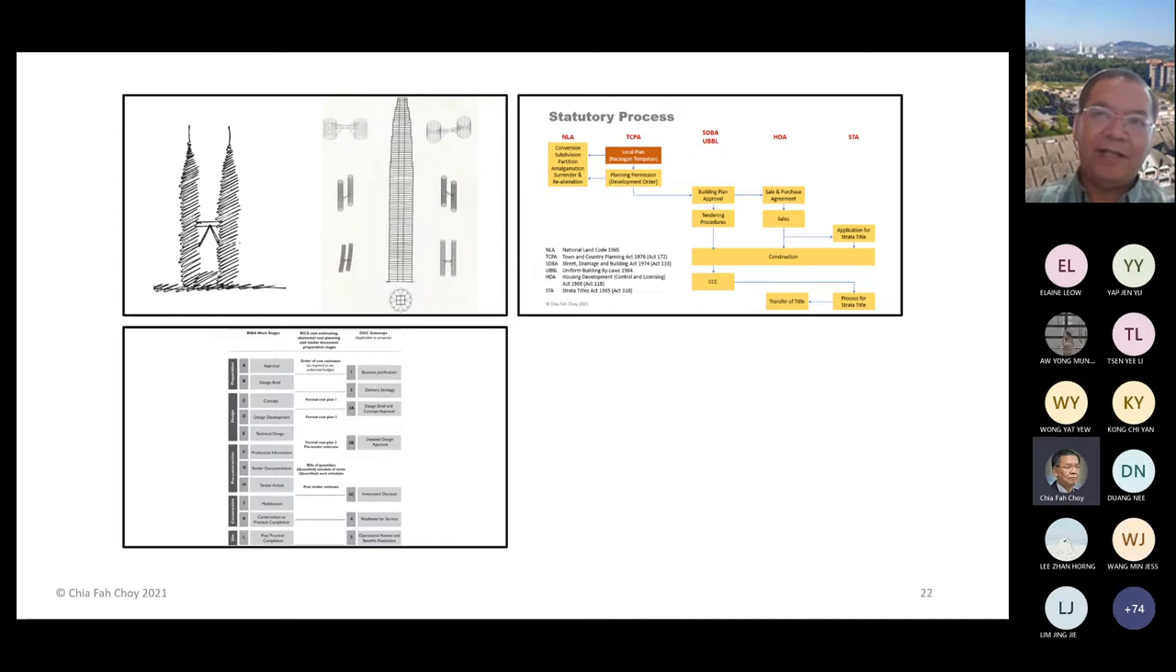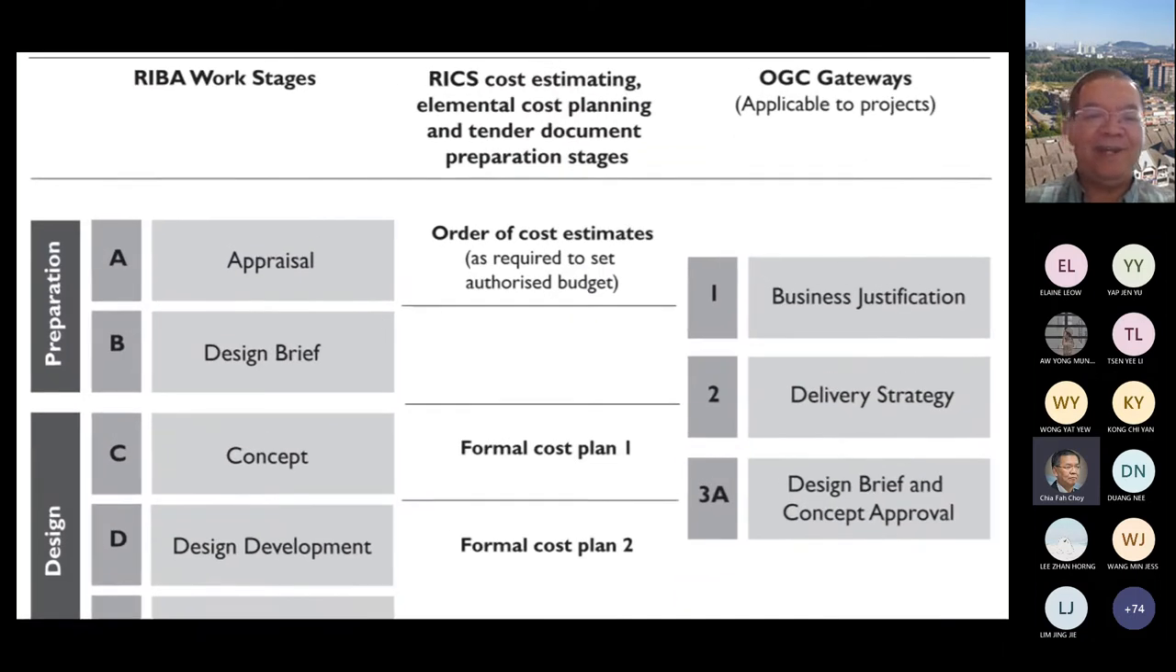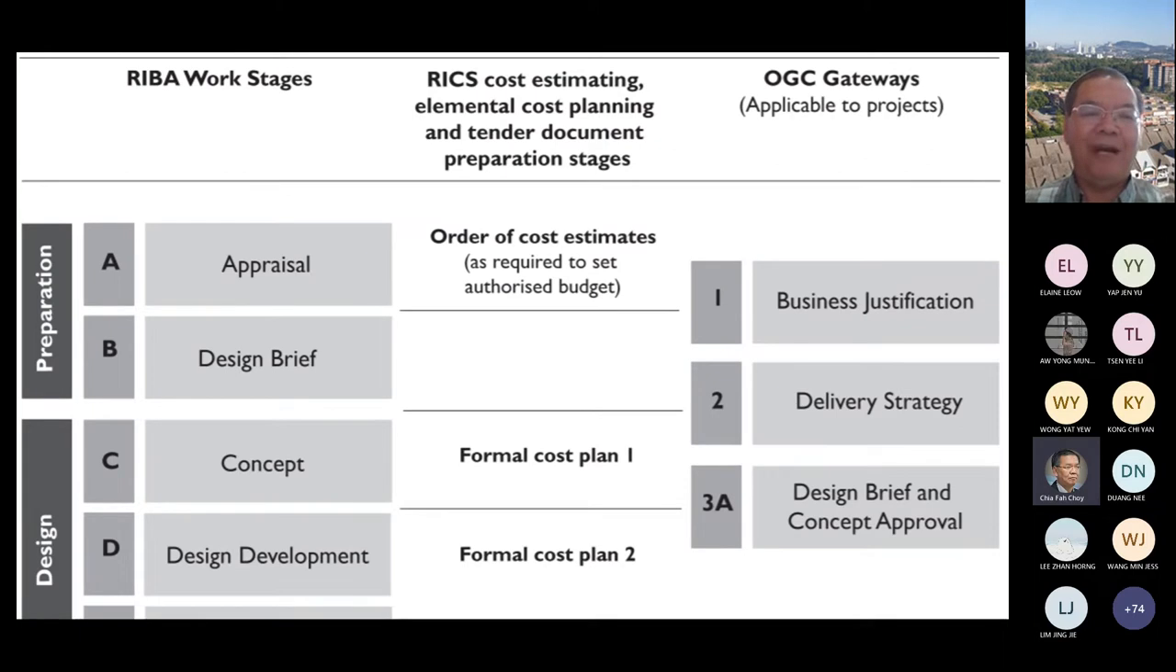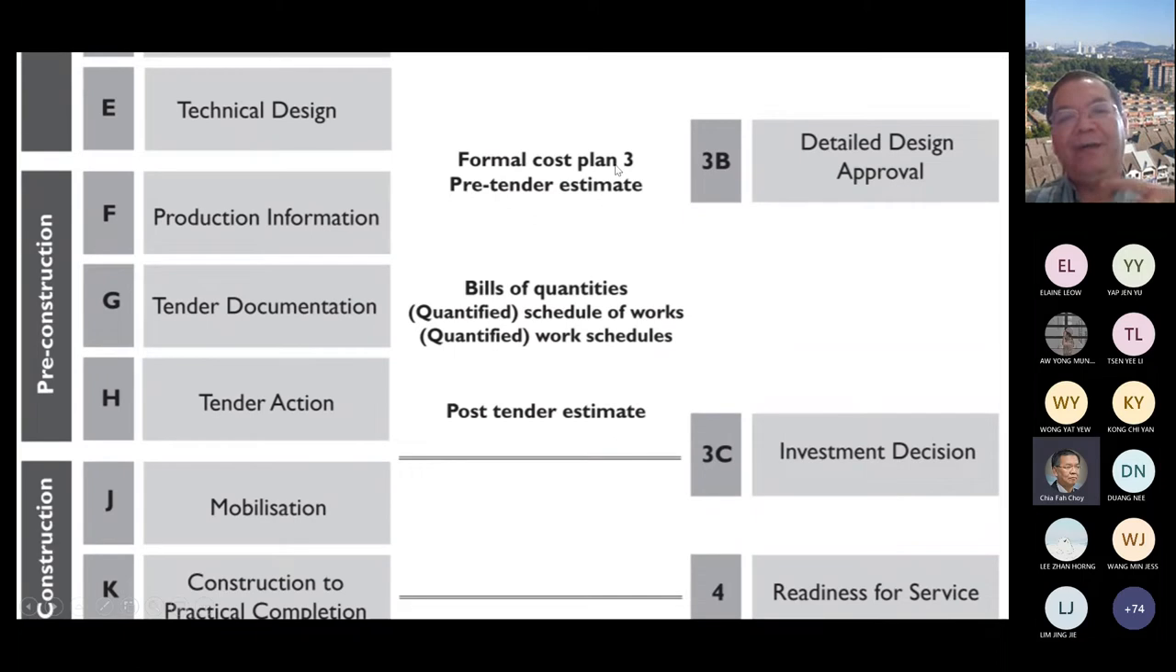Now, the last process I want to highlight is the costing process. For the costing process, we base it on RICS. RICS tries to work in parallel with RIBA. So for example, during the preparation stage, there's an appraisal and design brief, so we need to prepare the order of cost estimate. And during the conceptual design or design development, you need to prepare the cost plan. All right, so cost plan 1, 2, 3, you keep updating.